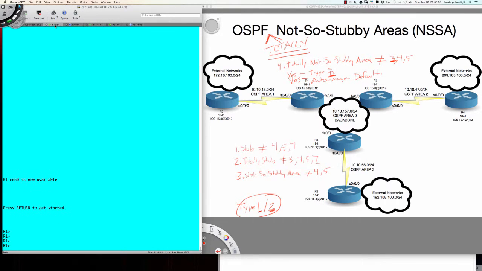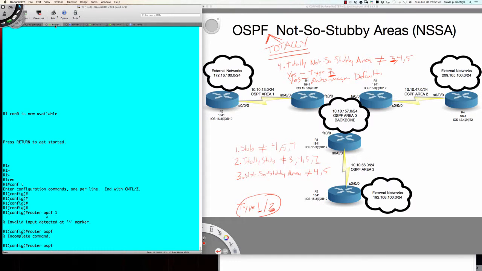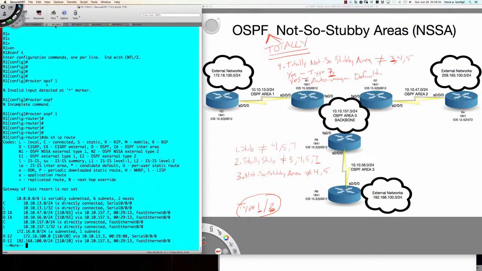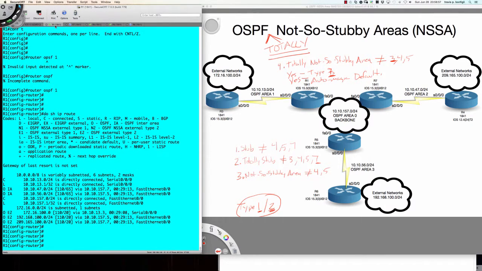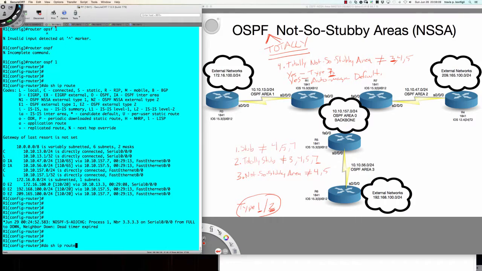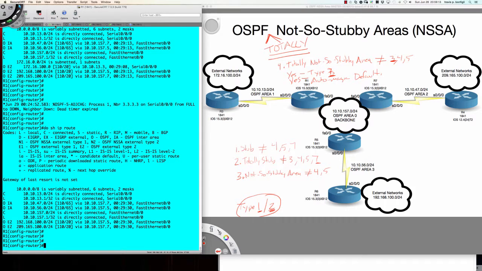Let's transition over here to router 1. We'll go from user exec to privilege exec into global config, router OSPF 1. And let's go ahead and say do show IP route. What do I see right now? Well, you'll notice that I do see the 172.16, and I see it as a type 5 right now, because remember, I'm not configured as anything right now. And in fact, it's not going to show me anything here for that 172 because the adjacency is now down.